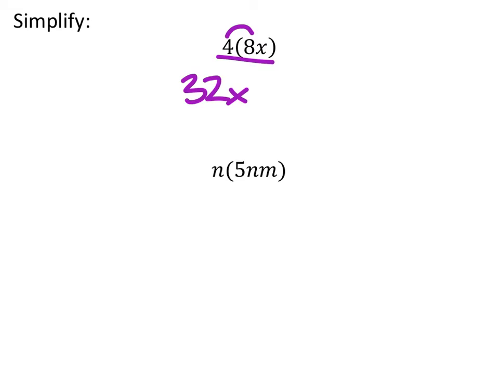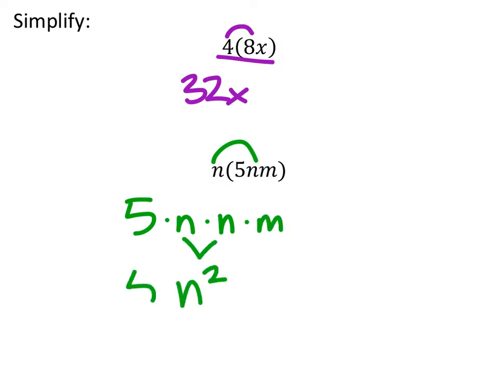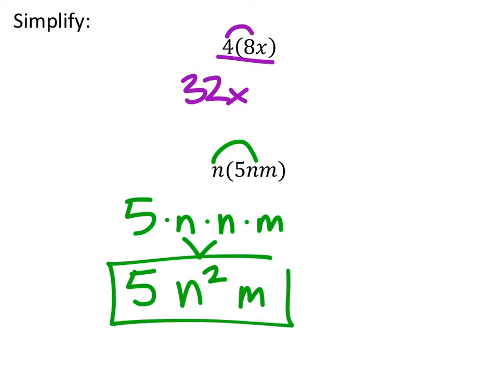Now, in some cases, you'll see letters being distributed. In which case, I would say, well, I got 5 times n times n times m. And we could simplify this by combining the n's into an n to the power of 2 right there, because there's 2 n's being multiplied. Okay? So this would be simplified on the green, and 32x would be simplified for the purple.